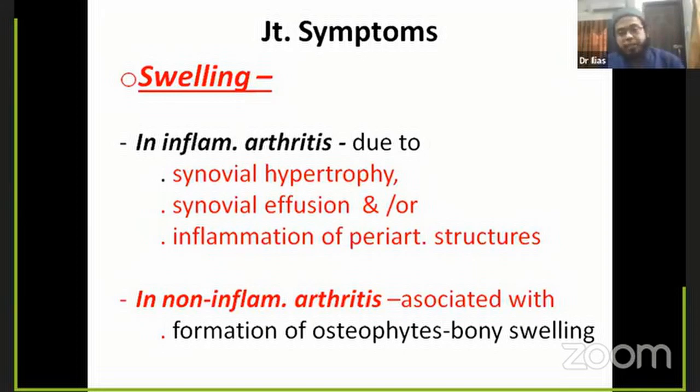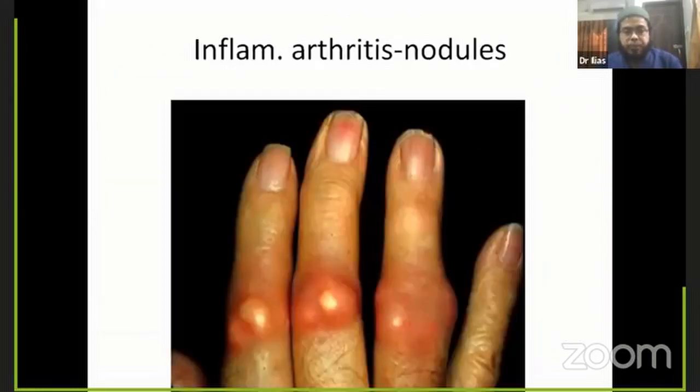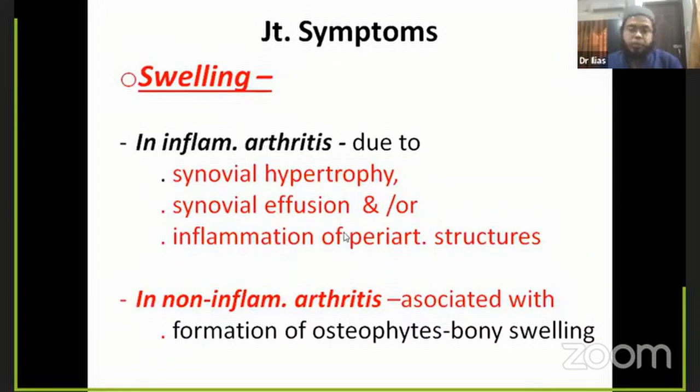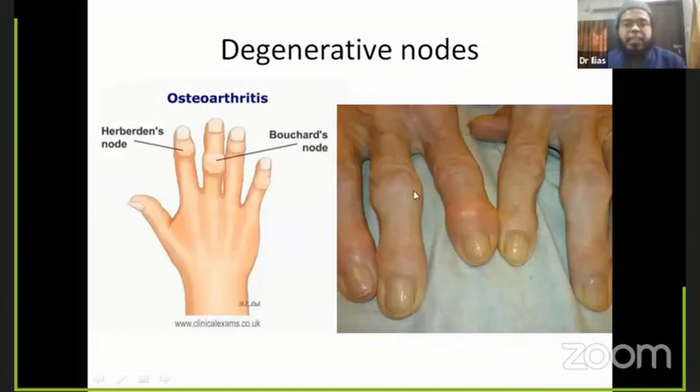That is called the Bouchard knot, or the other one is the Heberden's knot. Okay, so this will be associated with bony projection, and this happens due to the formation of osteophytes, along with the bony swelling. Okay, I'm showing some of the pictures. You see, the patient has rheumatoid arthritis and has a nodule, and this happens due to synovitis.